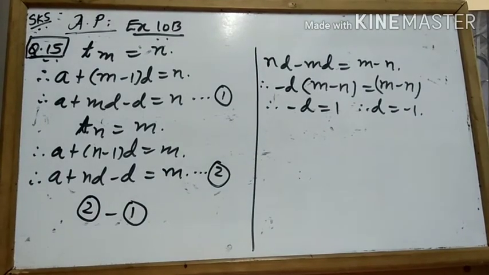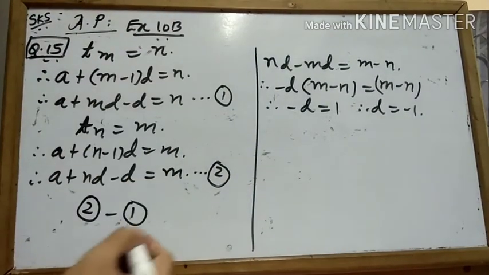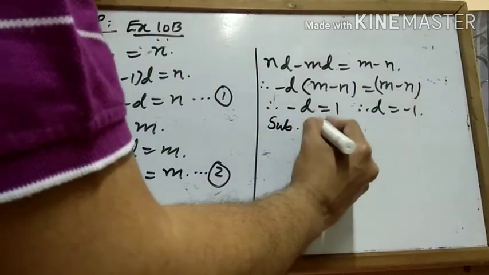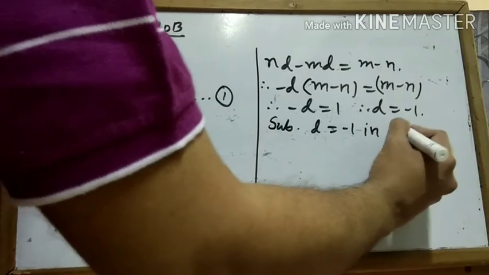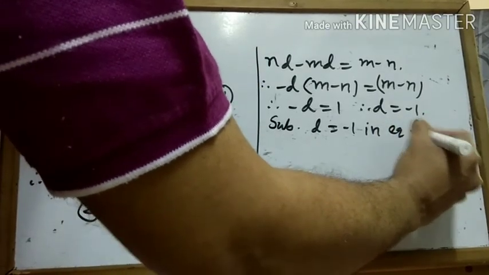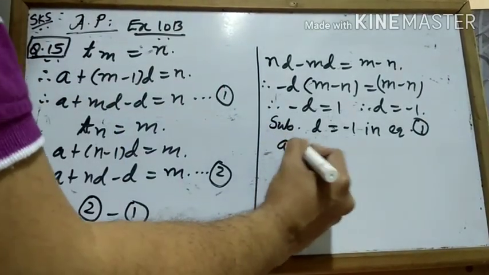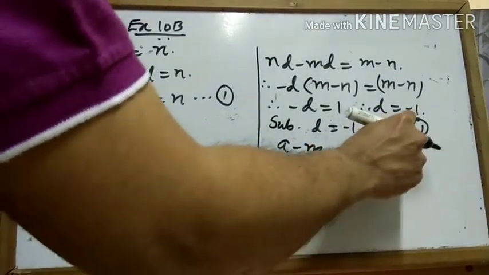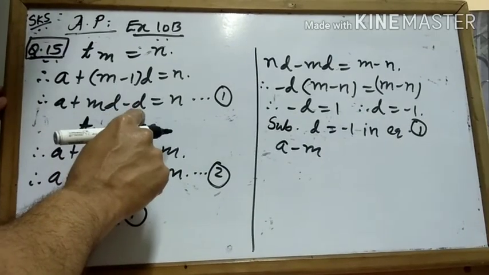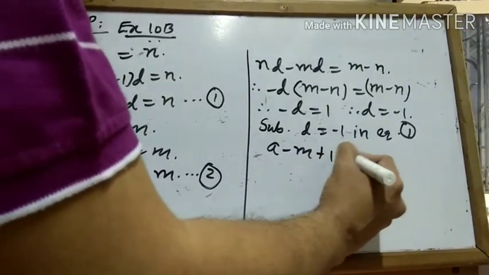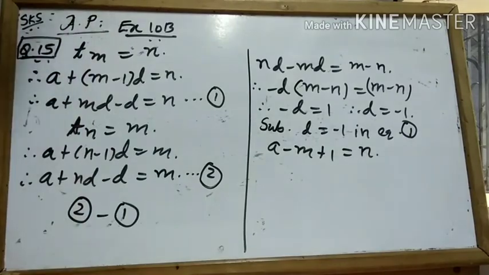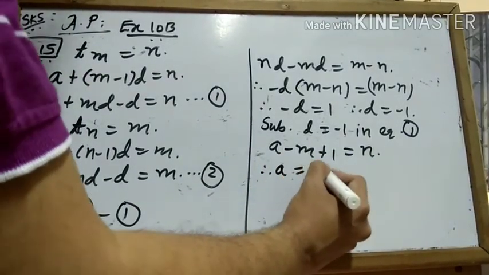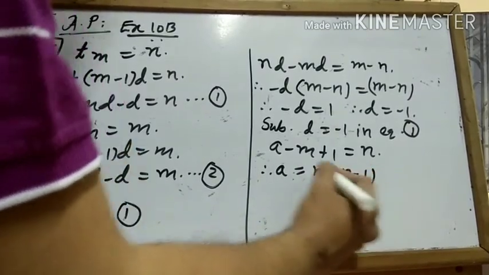If I substitute d as negative 1 in any one equation, for example in equation 1, what I'll get here is a plus m into negative 1, that is negative m, negative of negative d, negative of negative 1, that is plus 1, is equal to n. I'm taking this m and 1 to the other side, so a will be equal to m plus n minus 1.